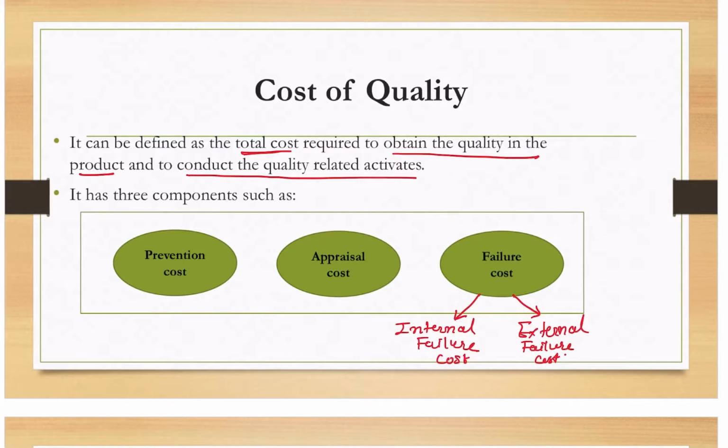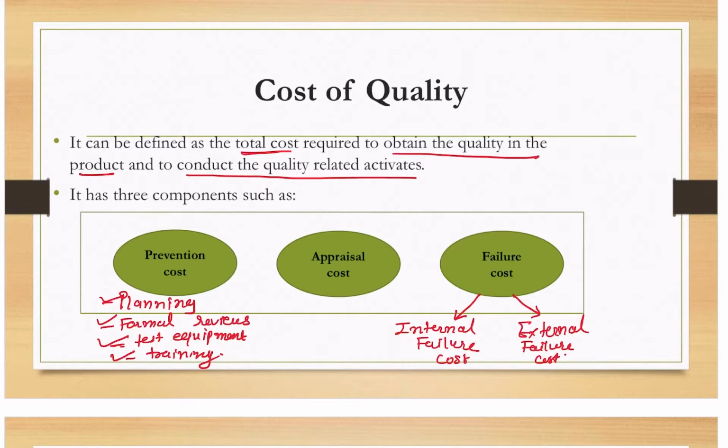Now, what is prevention cost? This is the cost of quality required for conducting quality planning, formal or technical reviews, test equipment and training. So, prevention cost is dependent on planning, formal reviews, test equipment and training.